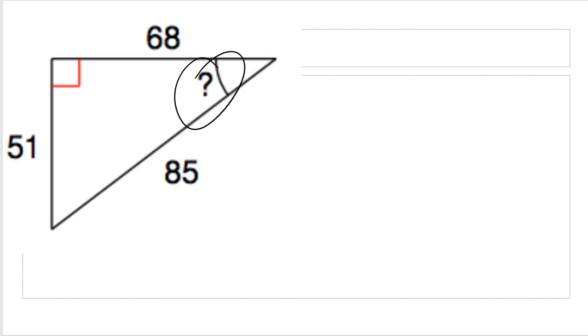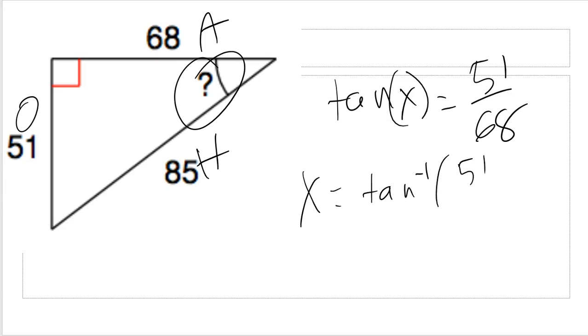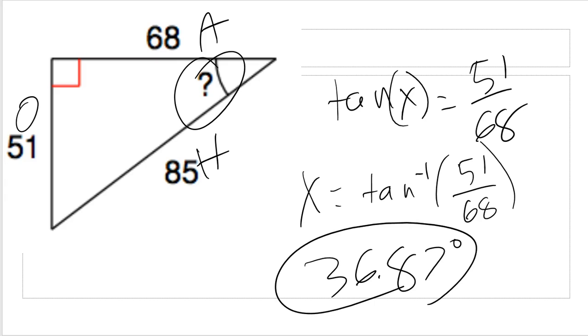Alright, next one. You can use whichever one you want. I used sine in the first one, cosine in the second one. Let's try tangent in this one. 51 over 68. So we're going to use inverse tangent. Now make sure you're doing these correctly, because if you get invalid, that means you're doing something wrong. And then the answer is 36.87. I rounded.